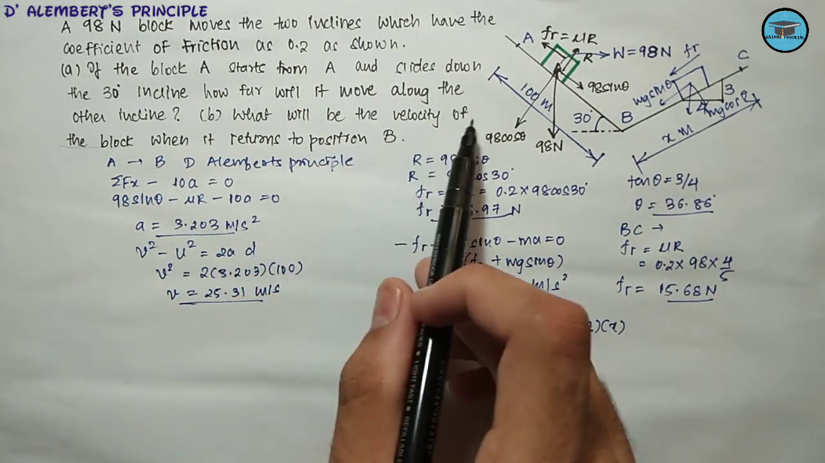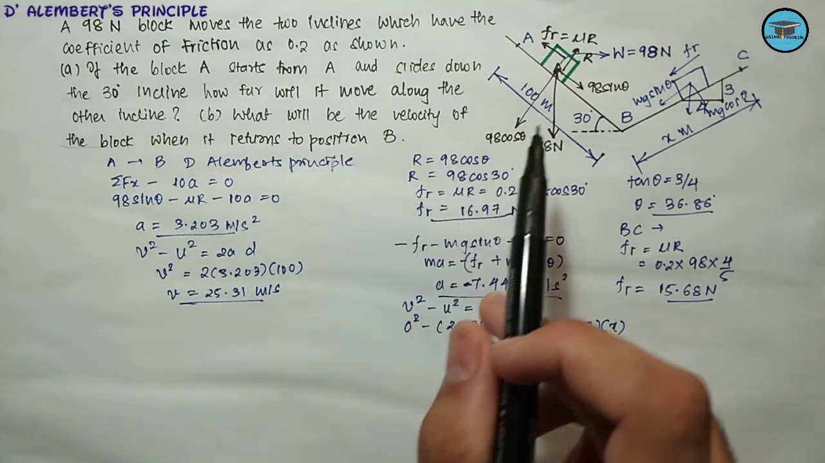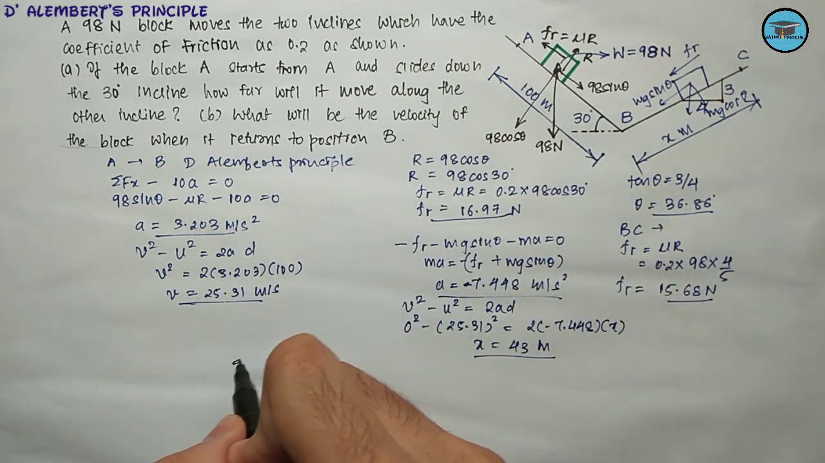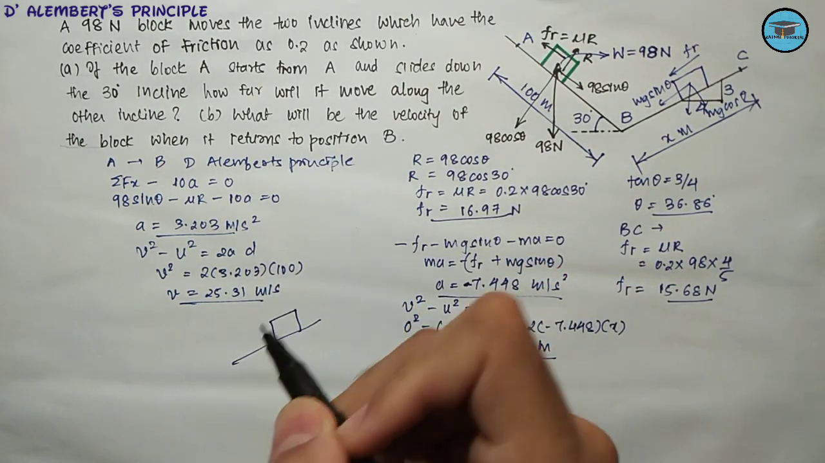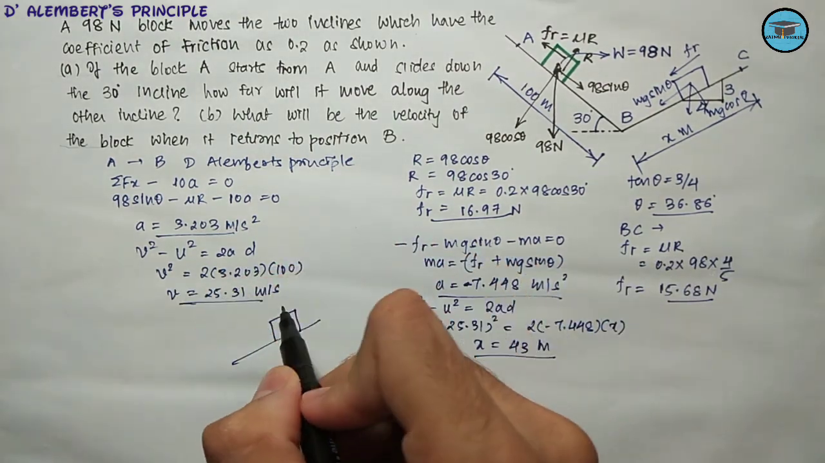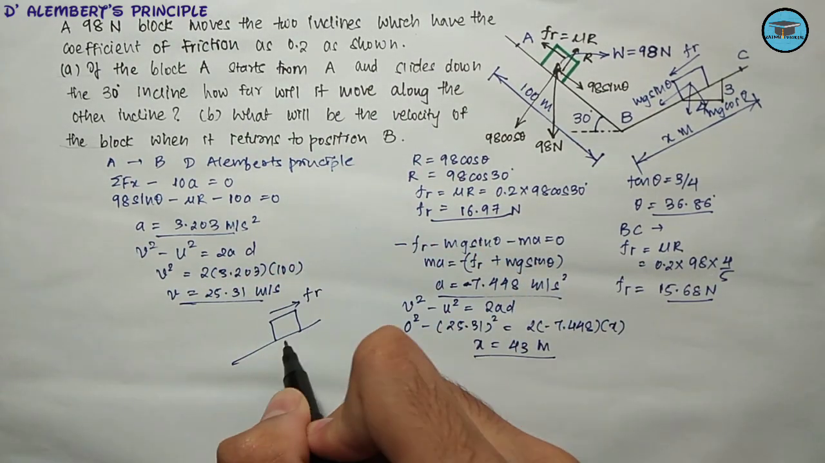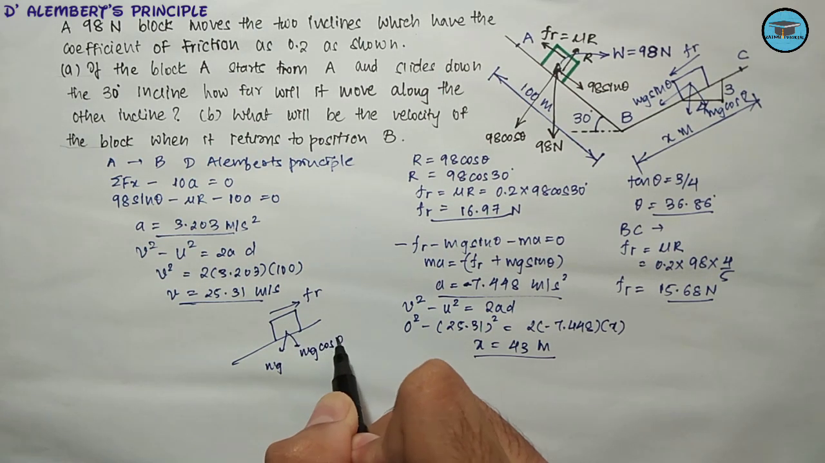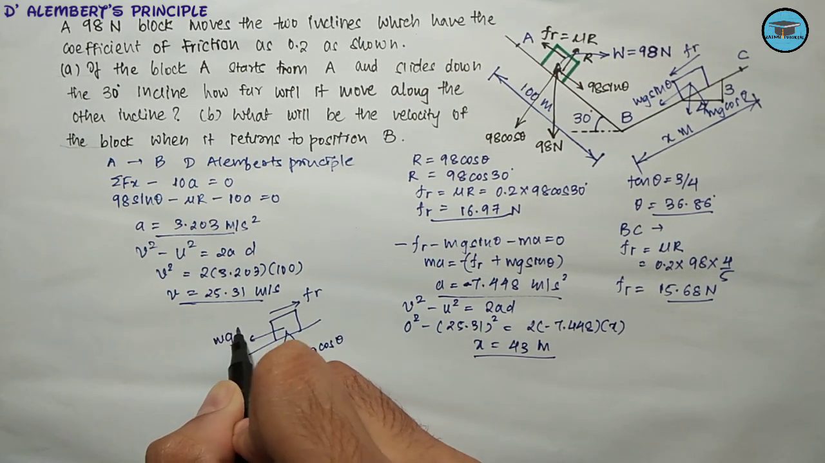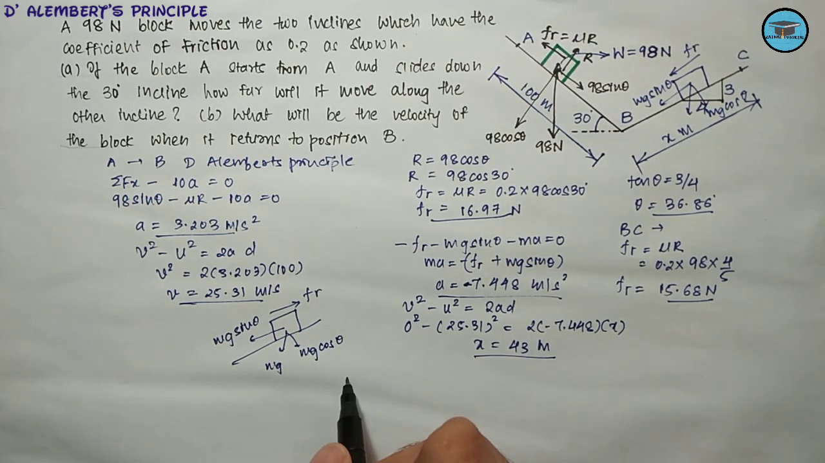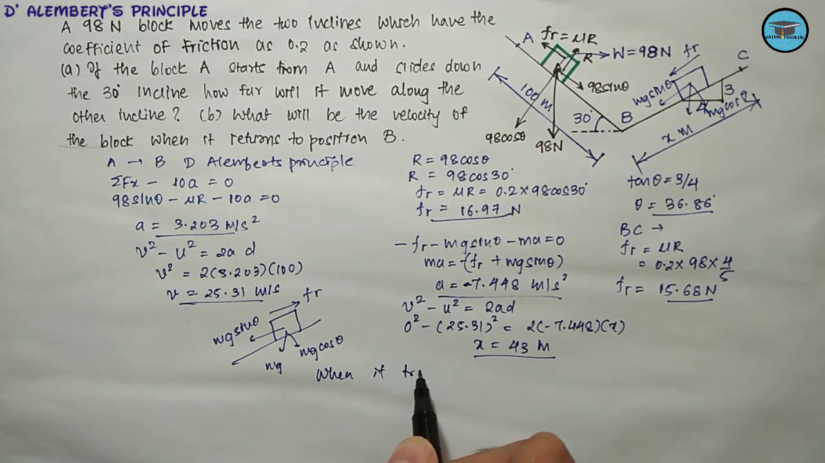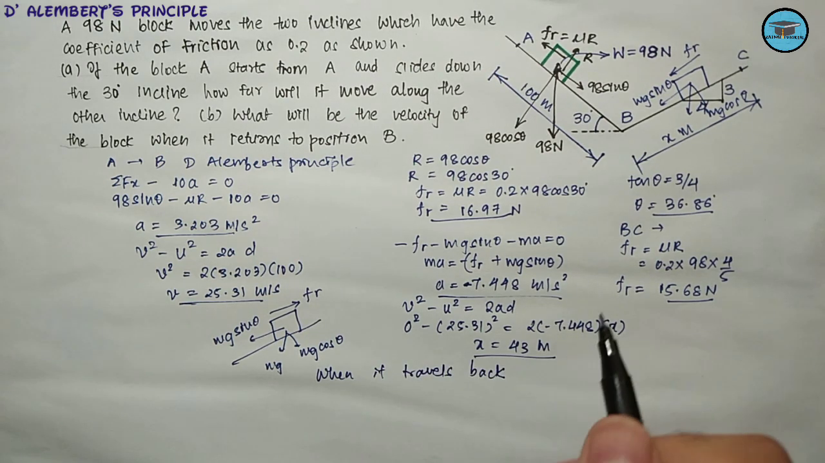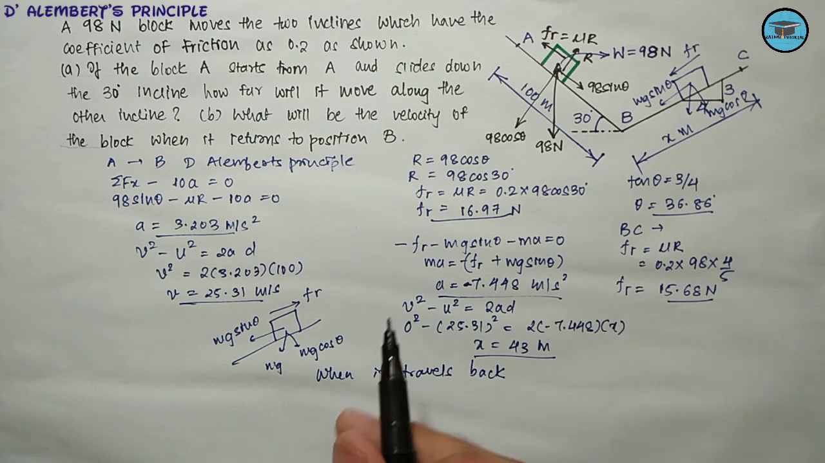Now we need to determine the velocity of the block when it returns to the position B. So this is the block, and now it will be moving in this direction. So the frictional force would act in this direction. This is the weight mg, this is mg cos theta, and this is mg sin theta. So when it travels back, at that point we are applying D'Alembert's law.